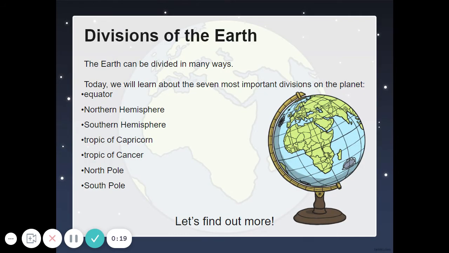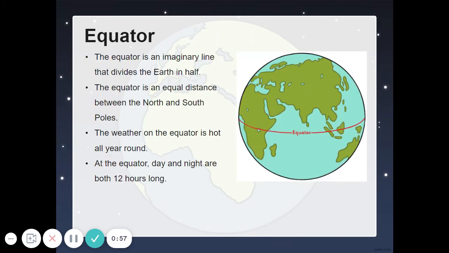So, I'm just going to talk to you for a little while about some of those topics. To start with, we're going to be looking at the divisions of the Earth. The Earth can be divided in many ways. Today, you're going to learn about the 7 most important divisions on the planet, and these are the equator, northern hemisphere, southern hemisphere, the Tropic of Capricorn, the Tropic of Cancer, the North Pole, and the South Pole. So let's find out more.